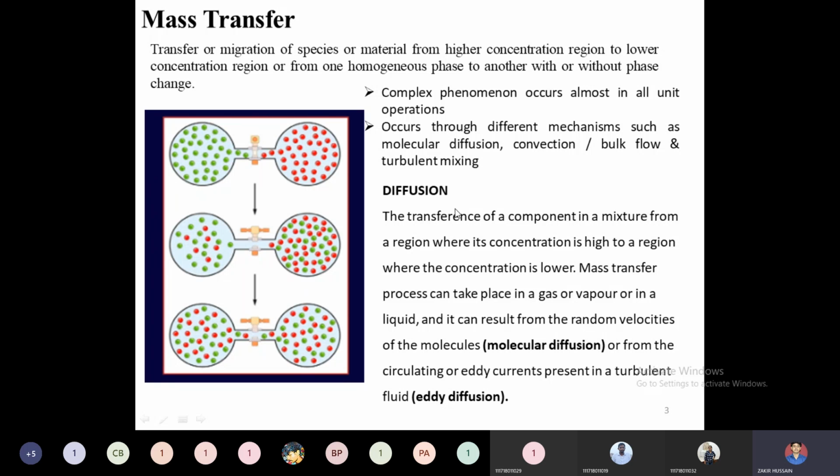Then there are two types of diffusion. One is molecular diffusion, which usually takes place when the molecules are moving with random velocities, and at the same time it occurs in a laminar flow. The mean distance from one particle to another will be very high compared to the case of eddy diffusion, so there is not much interaction between the particles.